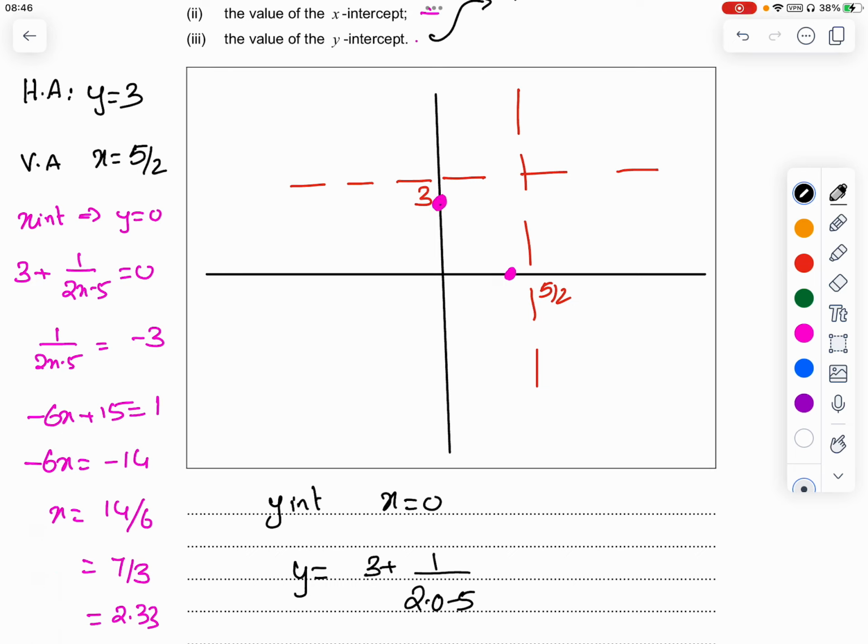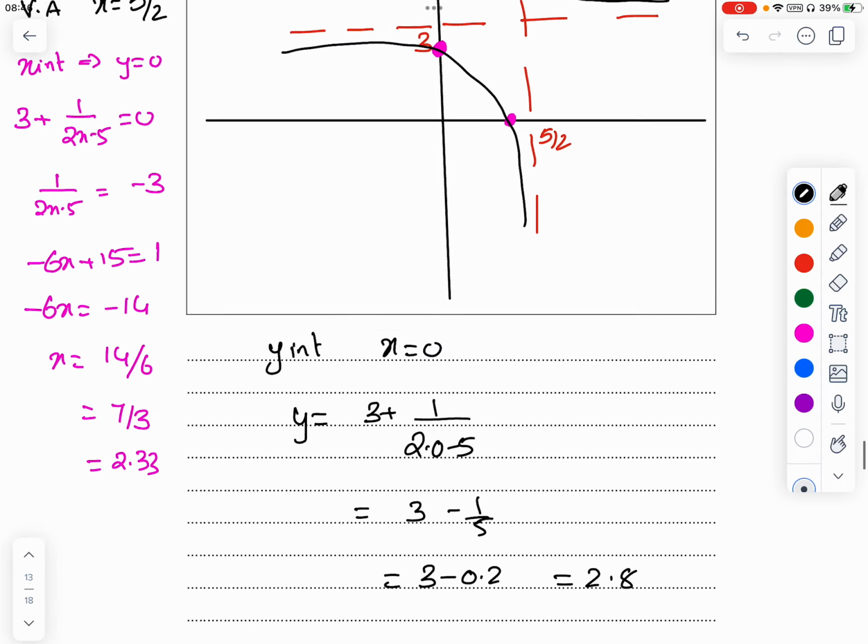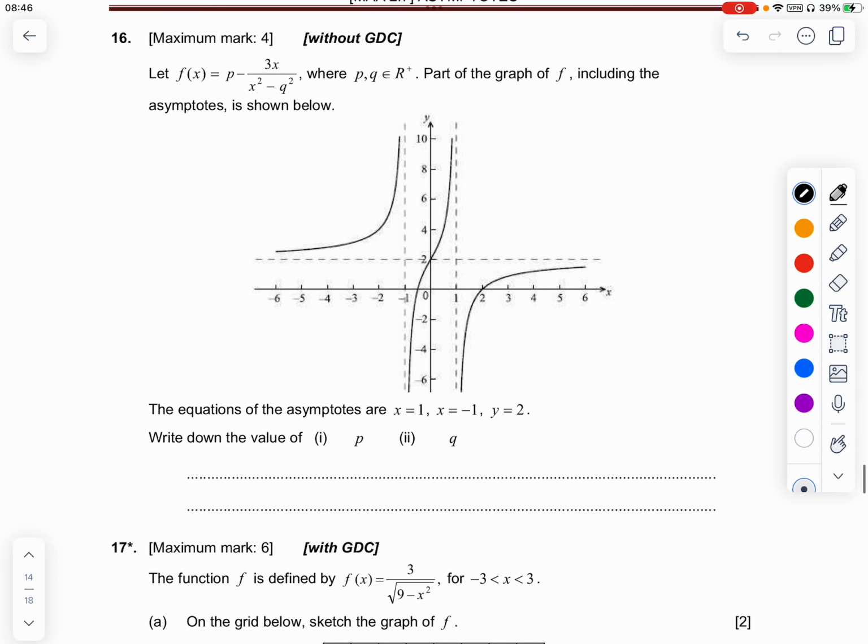So basically the graph joining both will go this way. Its reflection should be over here. Reciprocal functions will always have two branches. So this is going to be the answer. Question number 16.